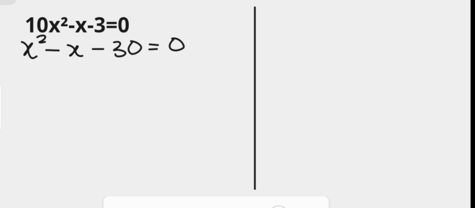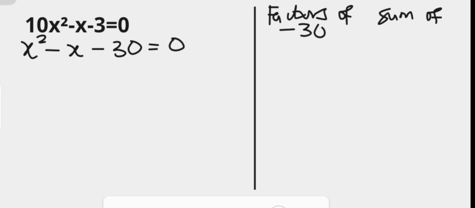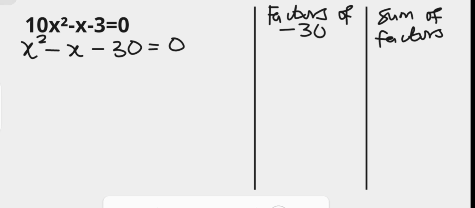Then we are going to find the factors of negative 30 whose sum will give the coefficient of the middle term, which is negative 1. So factors of negative 30 and the sum of these factors. I have two numbers multiplying and giving negative 30. Then one has to be positive while the other is negative.